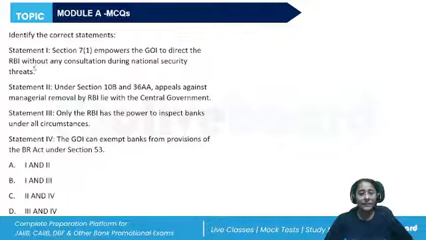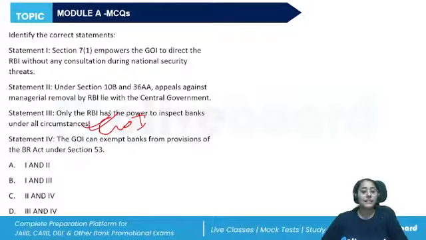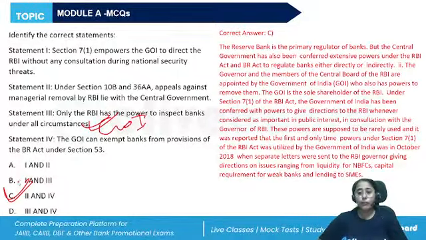Statement 2 is correct. Appeal against the removal of the managerial personnel, this we have already seen. This is true. What else? And does only RBI have the power to inspect banks? No. Even the government has power to inspect the banks. So the correct answer will be 2 and 4. Option C, 2 and 4.